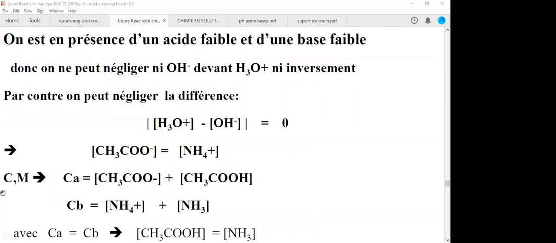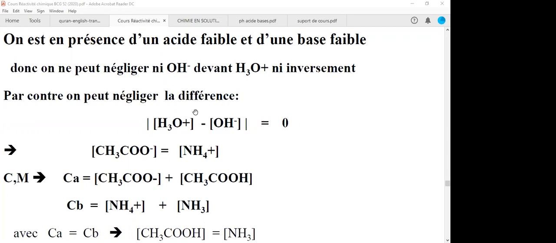So on présence d'un acide faible et d'une base faible. So, donc, on ne peut négliger ni hydroxyde devant hydronium, ni inversement. Par contre, on peut négliger la différence. So here they are saying that we're in the presence of a weak acid and a weak base.